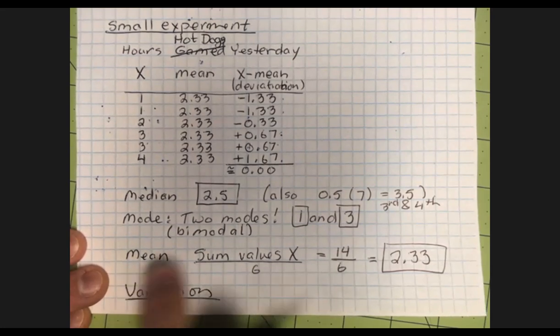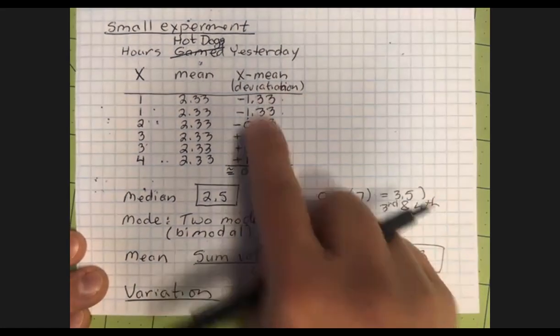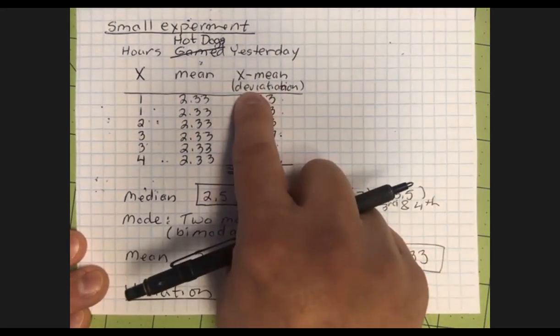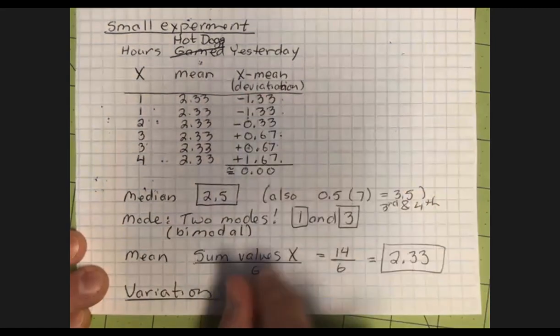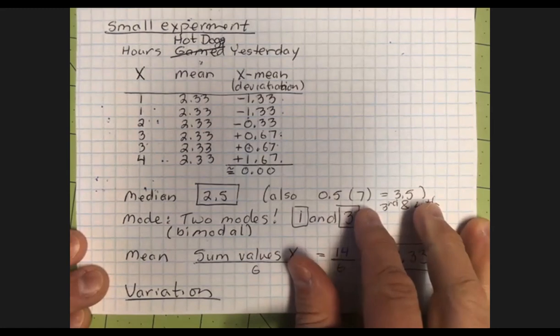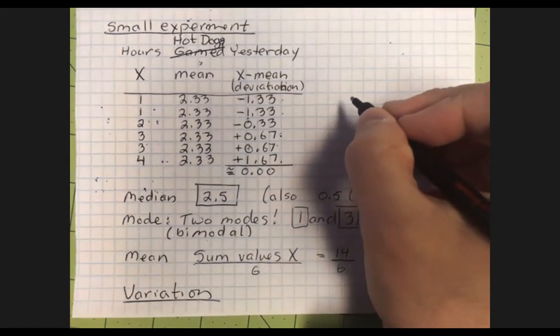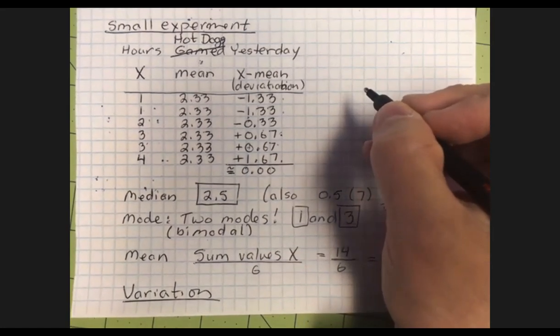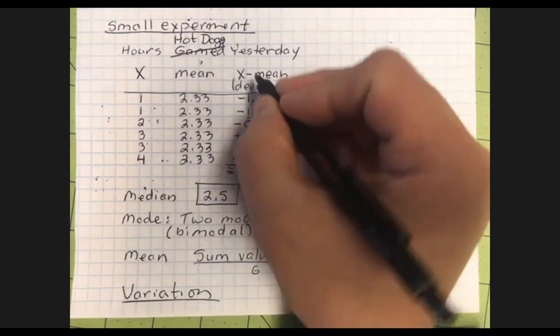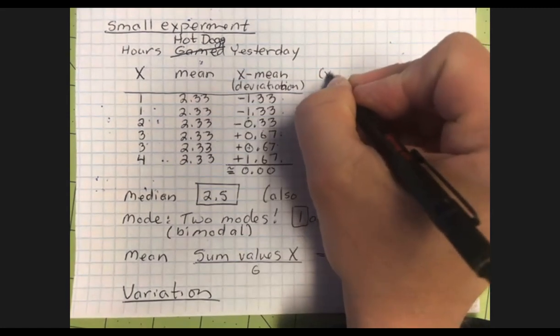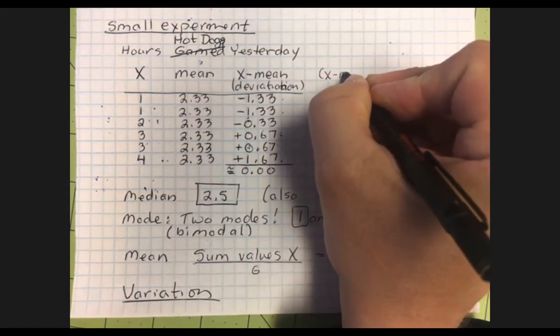So instead of measuring deviation, we need to create something else that measures how far your friends are from the average. Now, the way we do that, and you will not do this by hand, but the way we do that is to square each of these deviations.